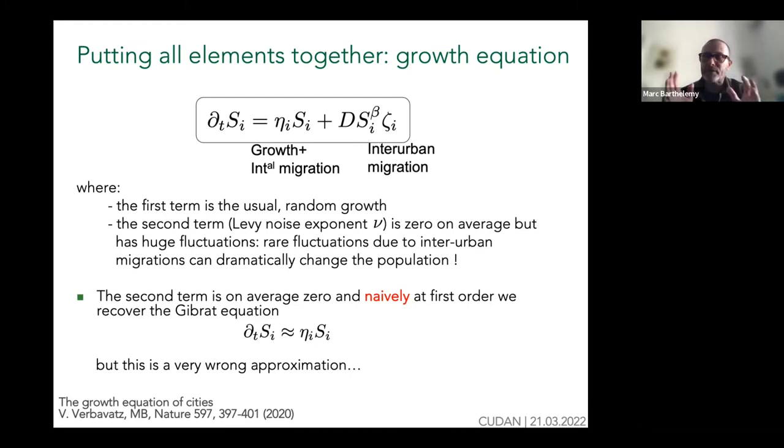So you really have two terms. One term is endogenous, so to speak. It's the natural growth, plus interurban migration, which is really the important driver and which makes the difference between different cities. And that's really coming from the analysis of the data. So basically, finding this equation was just making a list of the different causes, and then measuring these different causes.